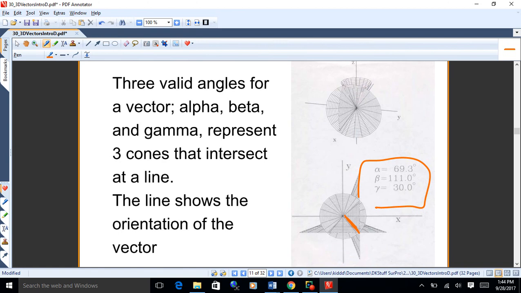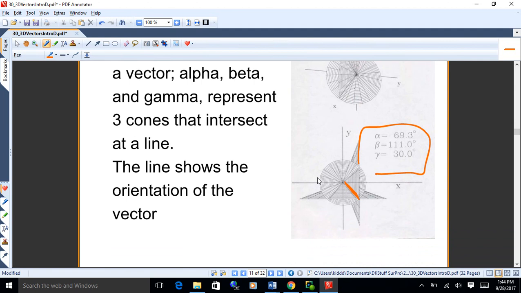So it's not like you can have an arbitrary 3 angles for alpha, beta, and gamma. They relate to each other. And they're related by that alpha squared plus beta squared plus gamma squared thing is 1. Okay? So to get the 3 of them to intersect on one line, you need to have a certain relationship between them. Okay?